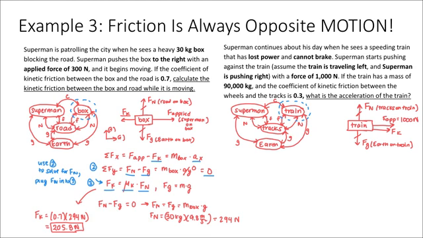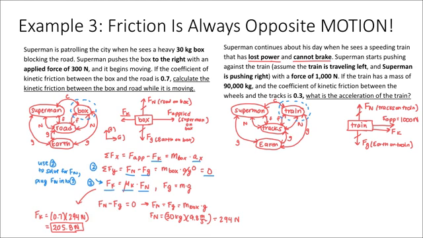Because the train is moving to the left, friction is going to act opposite its motion, or to the right. And in this case, it's important to note that the train has lost power, so there is no forward thrust from the engine. The train is not propelling itself forward in any manner. And there is no brake force we need to worry about as well.